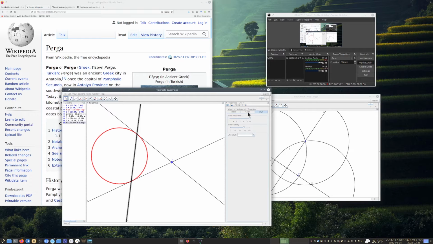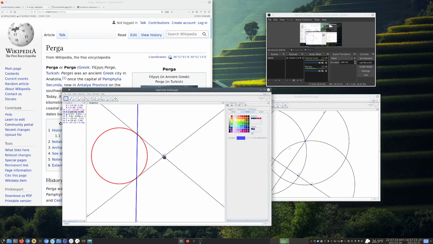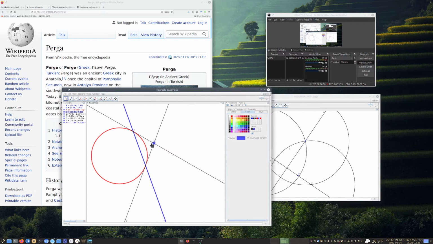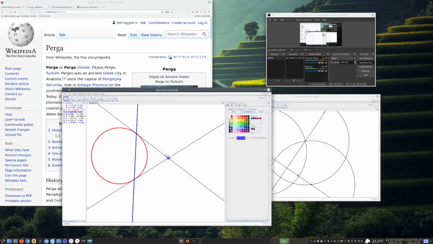Again, I want it to be blue. Okay. But there is a way to just construct the blue line without relying on tangency, because the tangency idea breaks down inside of here. Okay.